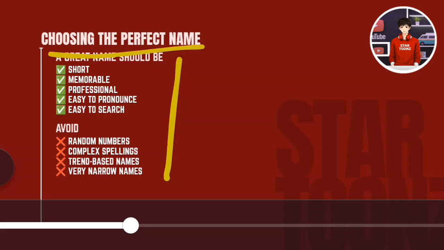A trend-based name may look smart today, but become outdated tomorrow. Remember, trends come and go. Brands stay. This is why long-term thinking matters. Try to imagine your channel 3 years from now. Imagine it has 100,000 subscribers.